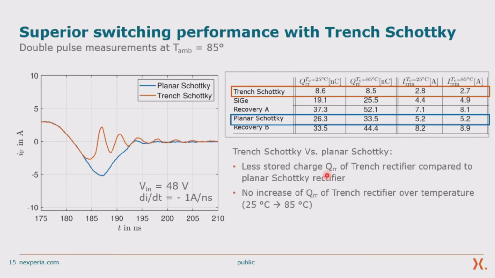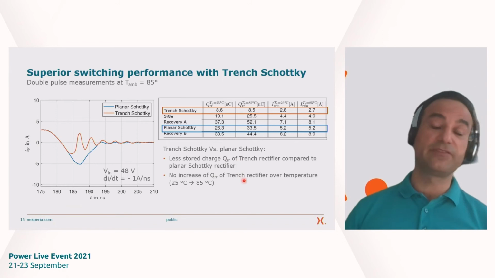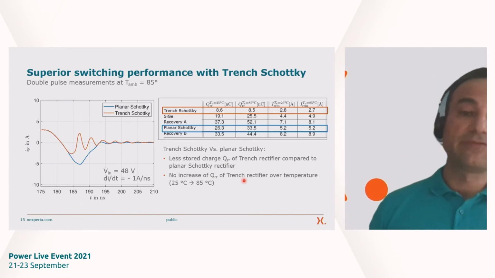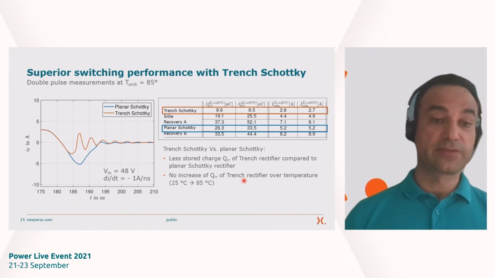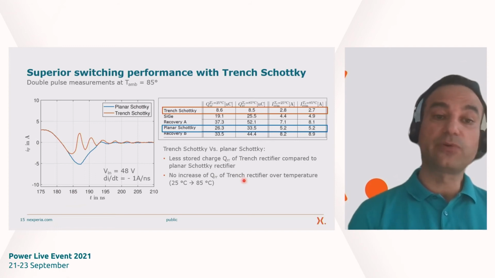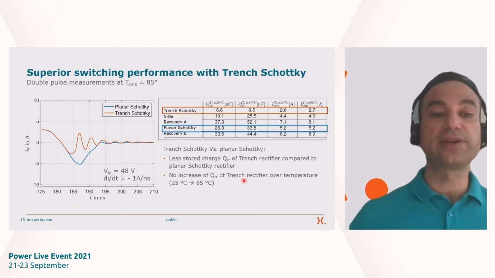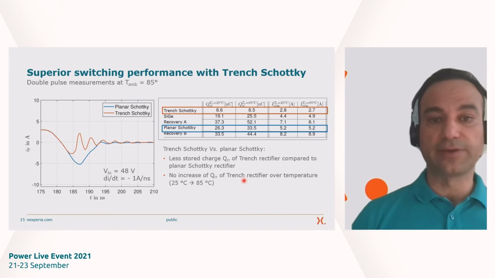And more interestingly, if we go now to a higher ambient temperature at 85 degrees C, there is no increase of QRR for the trench Schottky, while we see a significant increase in case of the planar Schottky. So this is, again, a very big advantage of the trench Schottky. So at least for the 100 volt class, we don't see any increase at higher ambient temperatures.